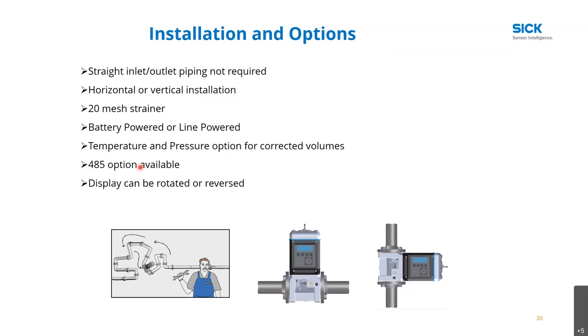You also have an option for a 485, so if you want to communicate Modbus, if you just want to pull information from the meter via Modbus, you have an option for the 485. As you can see here, when you mount the meter vertically, you can rotate the display so that when you walk up to it, you can read the display easily.